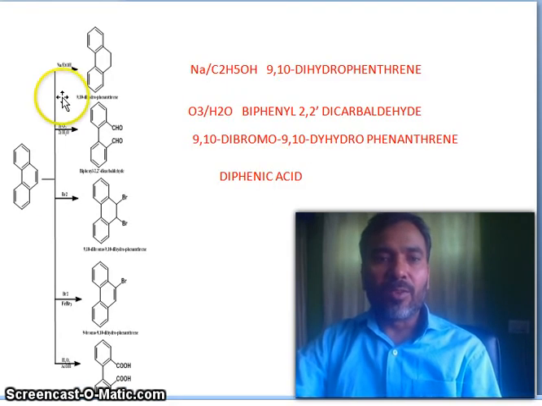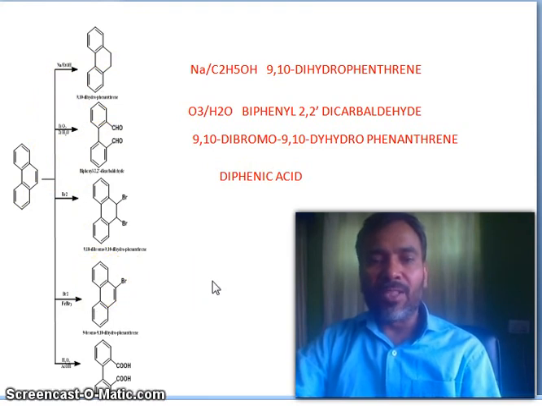Now there are several reactions. You know Friedel-Crafts acylation, Friedel-Crafts alkylation, nitrations, and sulfonations. Nitration occurs at the 9 position, and Friedel-Crafts also occurs at the 9 position, whether alkylation or acylation.